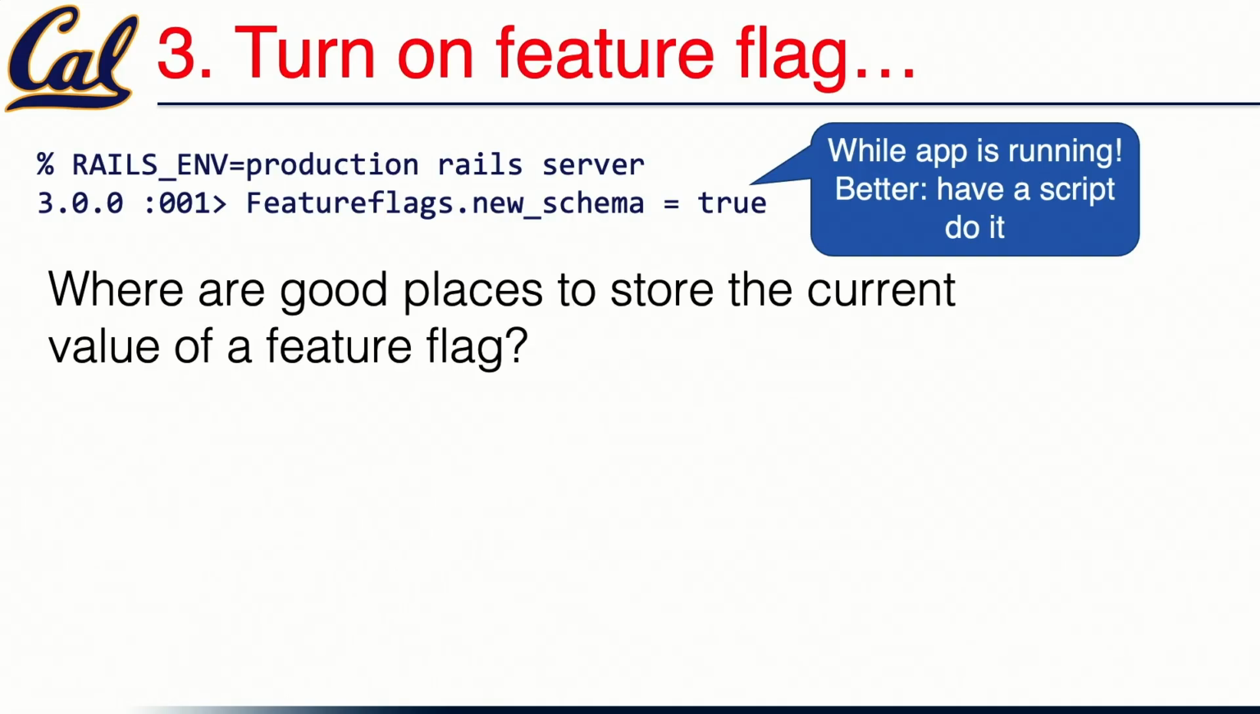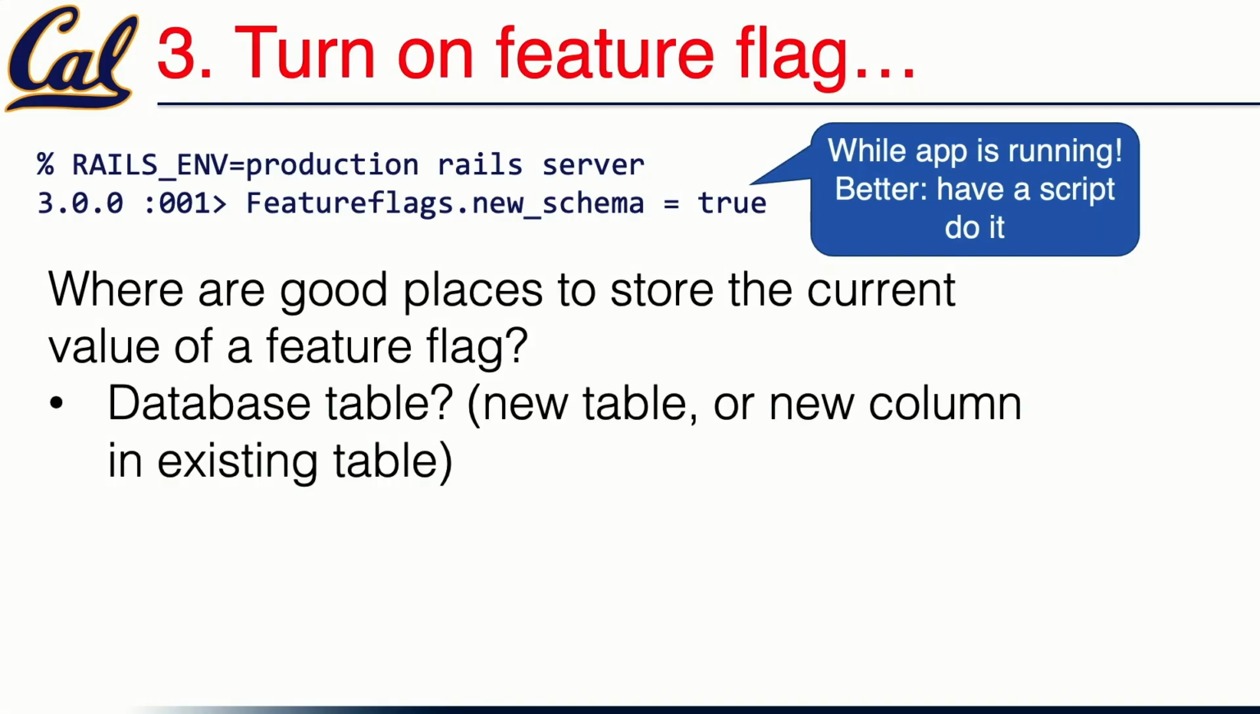Where would you store the value of a feature flag? What are good places that you can store this value? Database table, thumbs up or thumbs down. And by that, I mean, it could either be a new table or it could be a new column or something in an existing table. But in general, is the database potentially a good place to store a feature flag value? Let's compare with the other options.